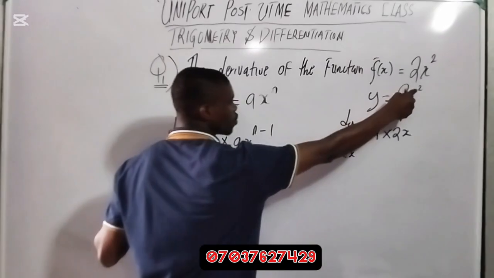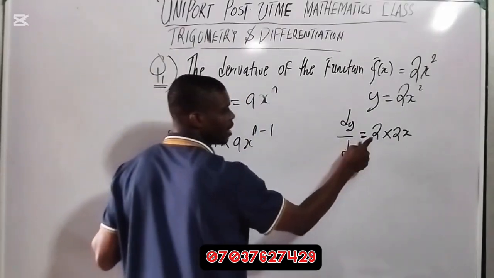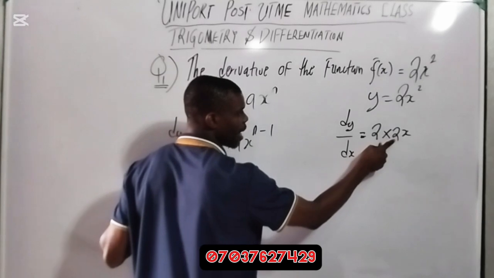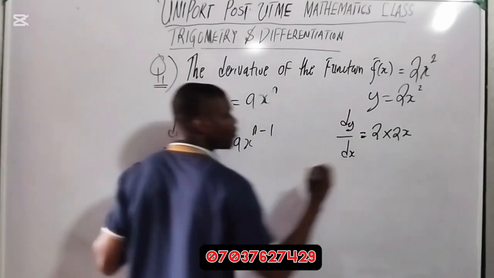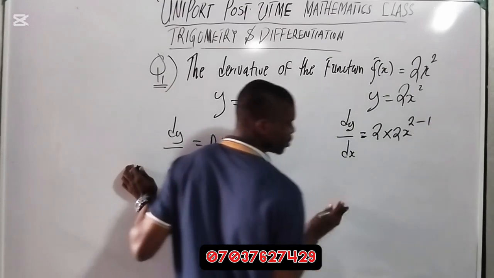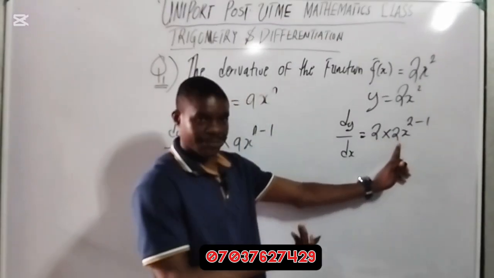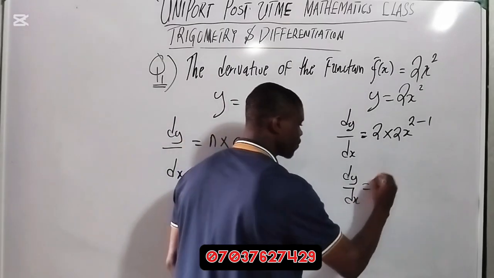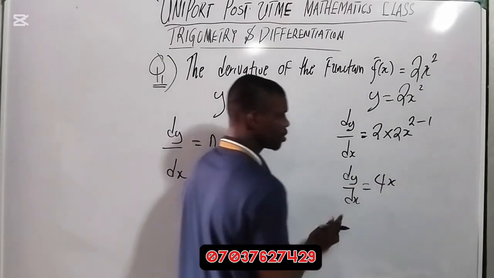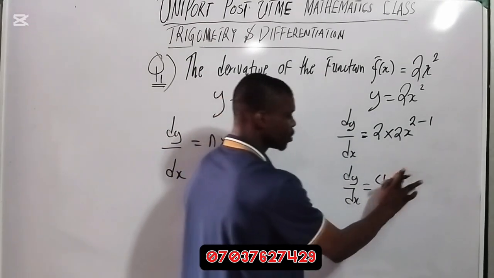Look at it here. The 2 comes down here, so we have n times a, 2 times 2, then this x here, then you subtract 1 from the index, so you have 2 minus 1. Just that. So what do you now have here? 2 times 2 is 4. So dy over dx equals 2 times 2 is 4, then x. 2 minus 1 is 1, so we don't put the 1 here. So this is the answer.